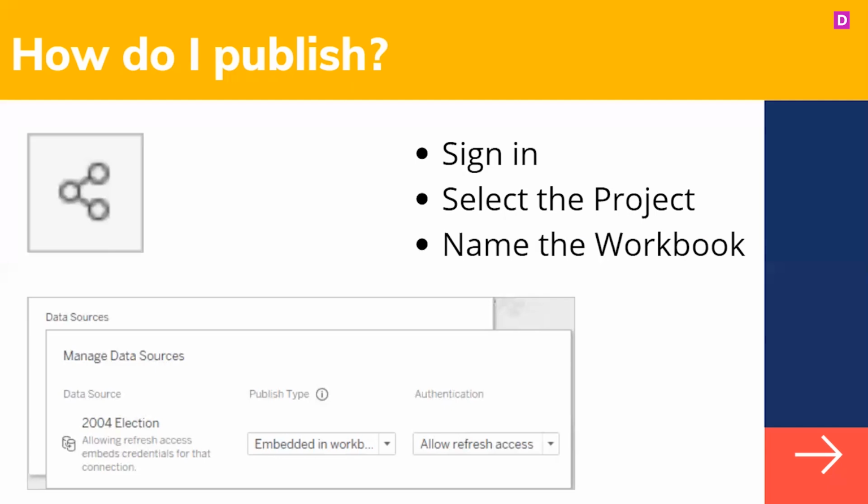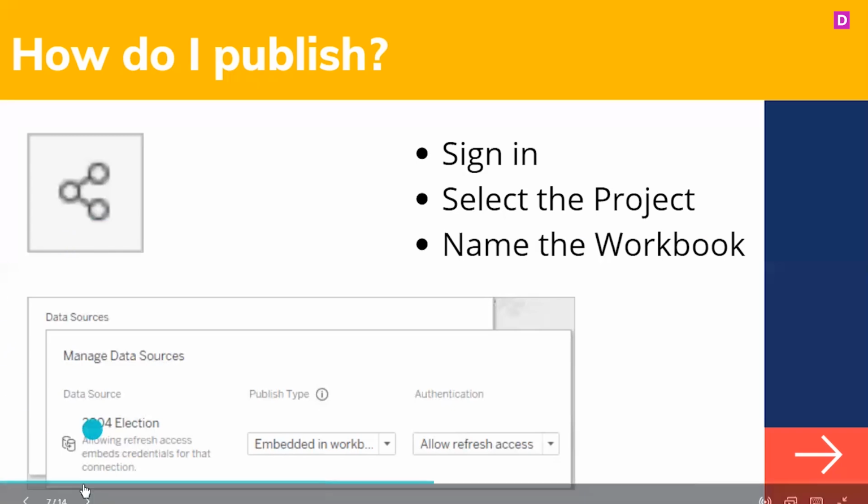After you have signed in, you have the option. Next, a Publish Workbook dialog box will come up. In that dialog box, you need to select the project you want to publish to. Then you have to name the workbook, depending on whether you are creating a new one or publishing over an existing one. Once that is done, what you get next is the data sources.